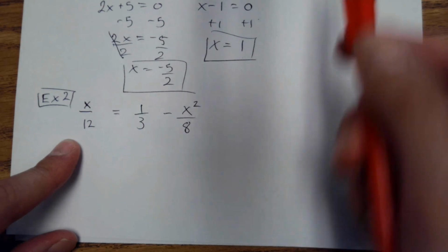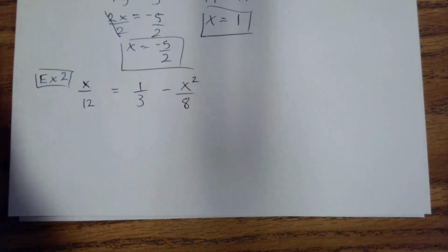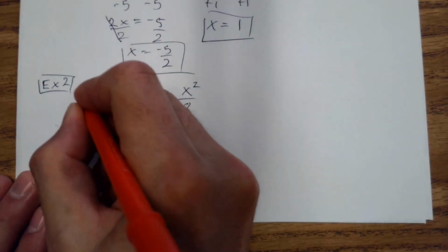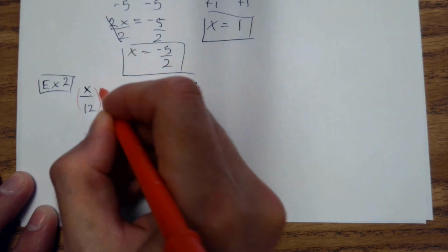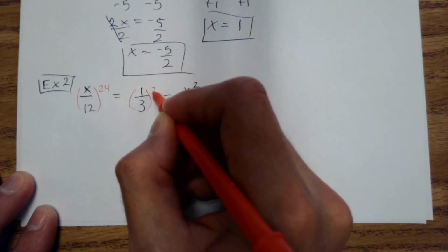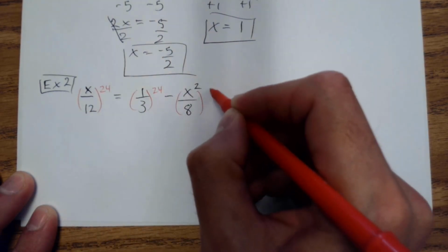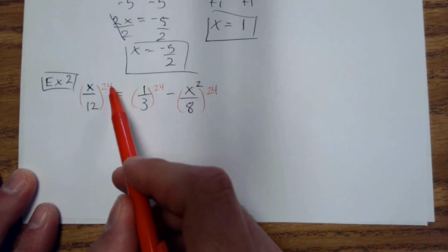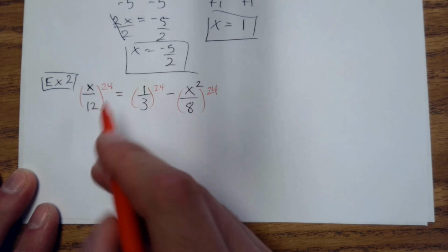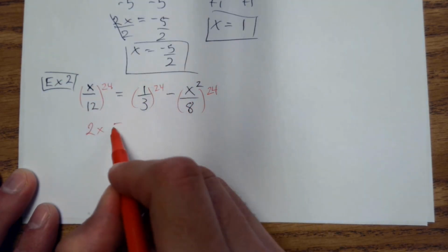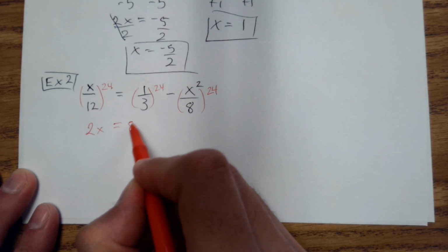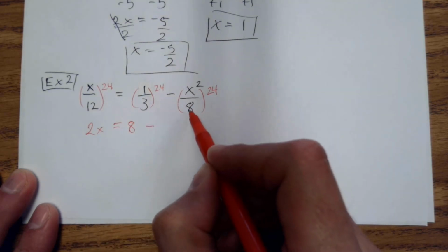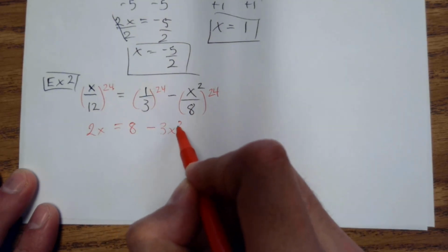So that was the first step, is to find the least common multiple. And I'm going to let you guys try it. All right, on this, the least common multiple is 24. If you're doing this correctly, then there shouldn't be any fractions afterwards. So 24 divided by 12 is 2, so I'll have 2x equals 24 divided by 3 is 8. 24 divided by 8 is 3, so minus 3x squared.